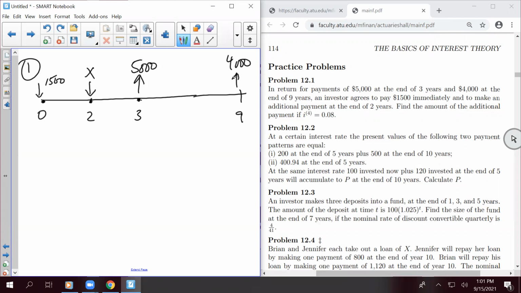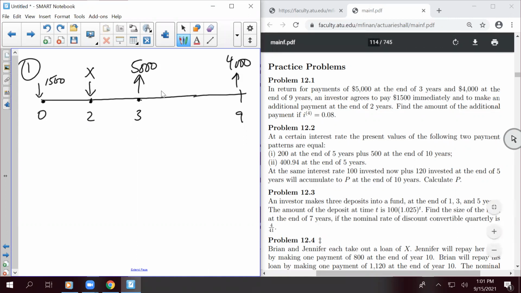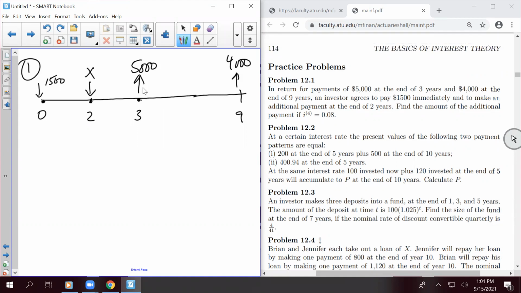So the way we do these problems is we collect everything at one time. It's up to you which time you want to collect everything. Normally we collect everything at time zero. So we find the value of the receiving payments at time zero, the time zero value. Or you can just make one equation with everything at time zero, with the payments coming in on one side and the payments going out on the other side. So at time zero, input is equal to output.